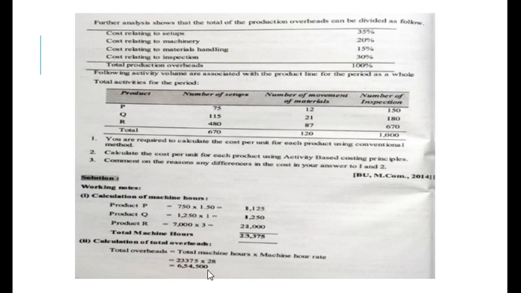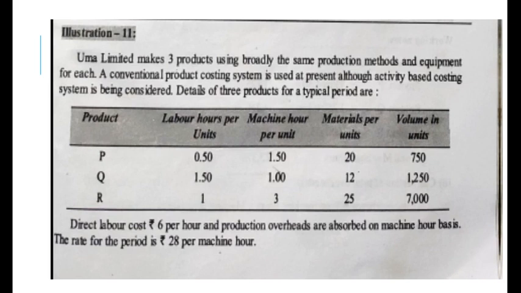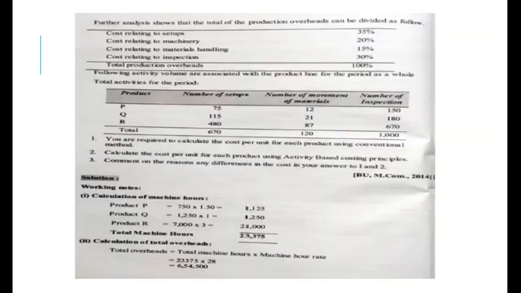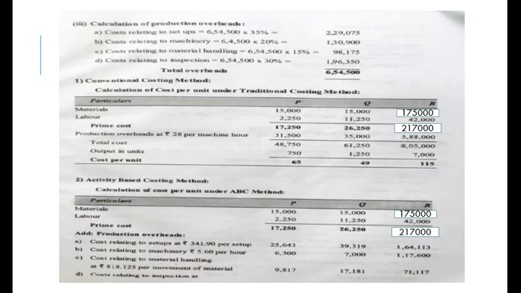As per traditional costing, we will charge based on the number of machine hours. So the rate given in the question is rupees 28 per machine hour. So under traditional method, the calculation would be production overhead at rupees 28 per machine hour. So for P, Q, R, we need to look into the number of machine hours. The number of machine hours we have got as per the calculation for P is 1,125. So 1,125 into 28 would give us 31,500.